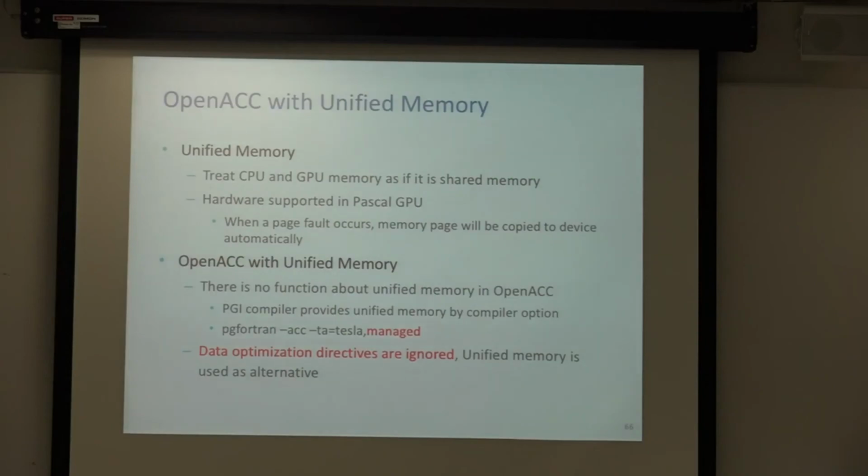Lastly, I will explain unified memory. Unified memory treats CPU and GPU memory as if it were shared memory. This is hardware supported in Pascal GPUs. There is no function for unified memory in OpenACC, but the PGI compiler provides unified memory by a compiler option. In that case, data optimization directives are ignored, and unified memory is used as an alternative.